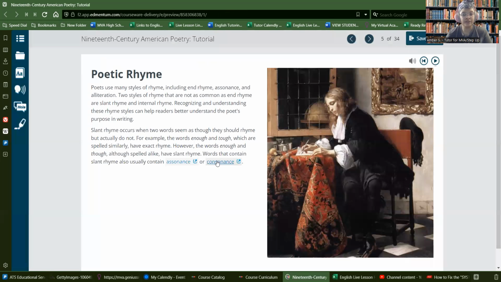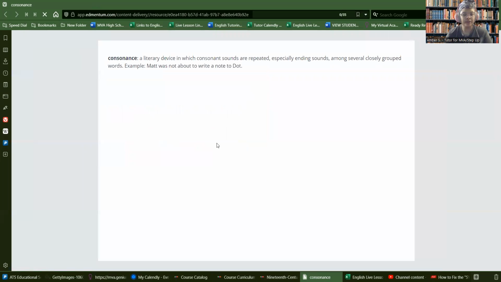Consonants is the inverse of that. Not the opposite, but the inverse. So it's when you have consonant sounds that are repeated. So consonants are anything that's not A, E, I, O, and U. The example they give you here is Matt was not about to write a note to Dot. So we've got a lot of T words here: Matt, not, about, write, note, and Dot.